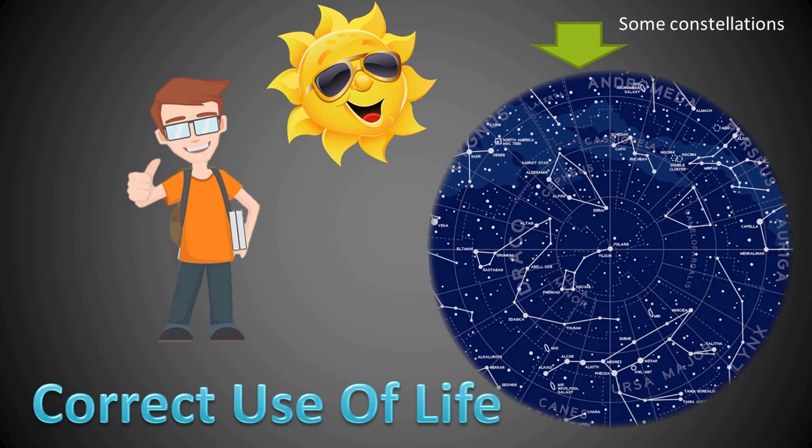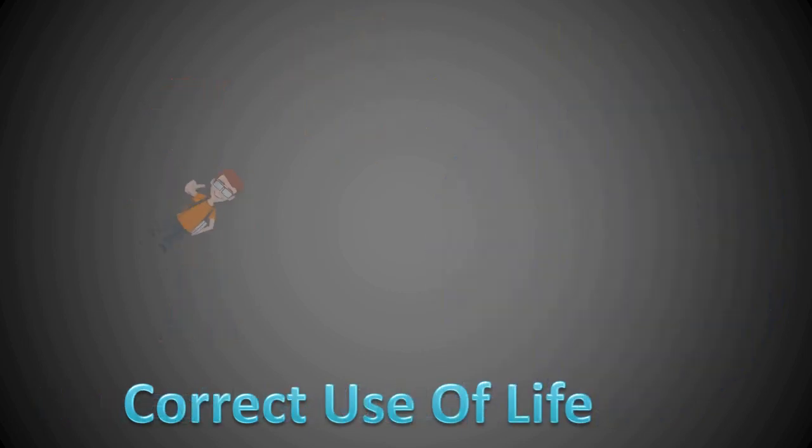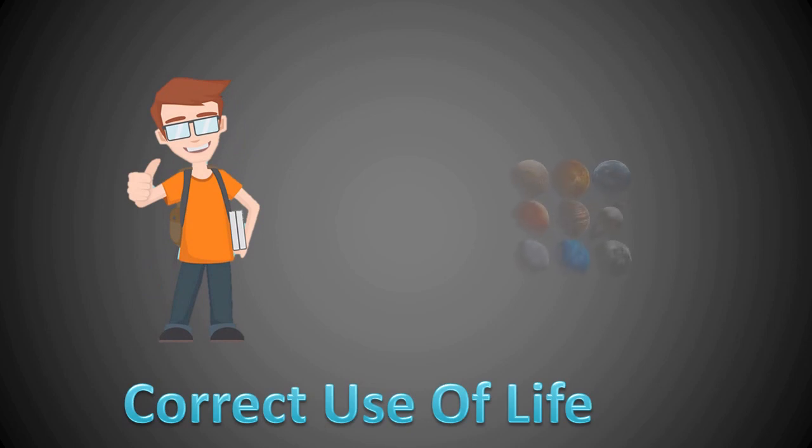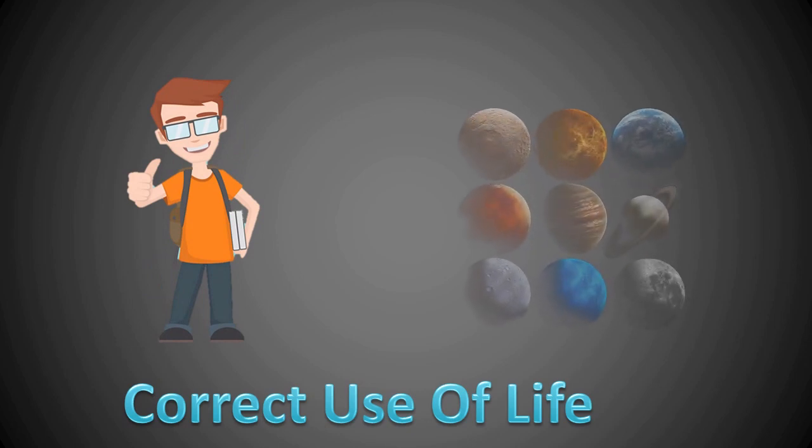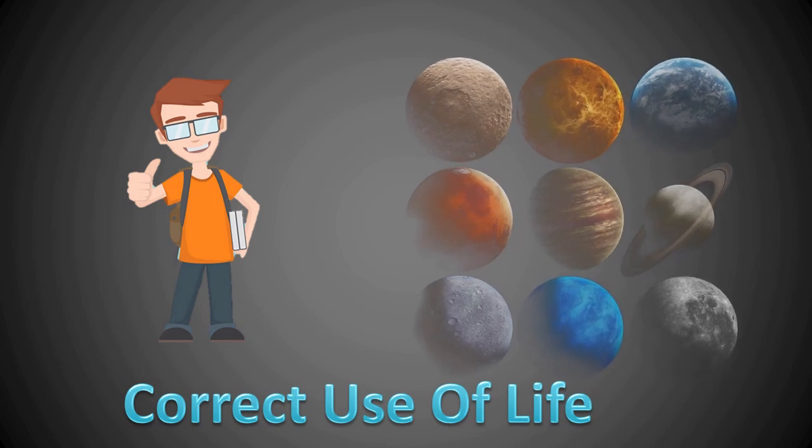The second category is non-stars. We can put planets, asteroids, meteoroids in this category. Now we will see what the solar system is.